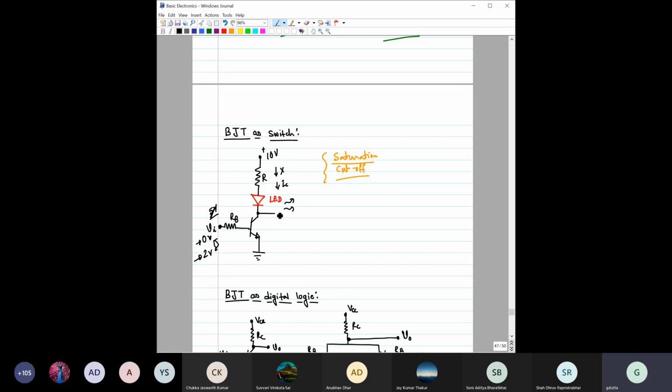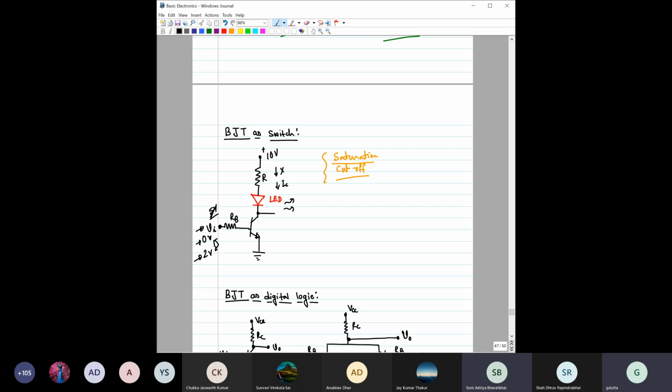So you can see that by making a small change in this input, you can actually produce a big amount of change in this output. It means you are giving some control signal, and using this control signal, you are able to control the output voltage, which may be much higher compared to this control signal.